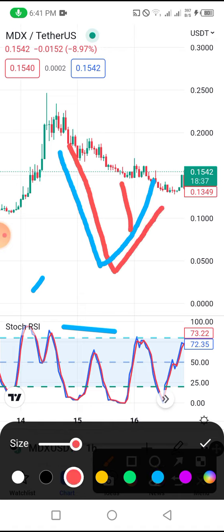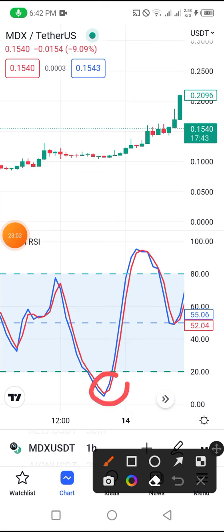We have that crossover. We can see some crossover here also, some crossover here, and some crossover here. This is what we have to look out for. Initially, the blue line is below and the red was up. But after the crossover, the blue is up, the red is down. So we look out for this point.